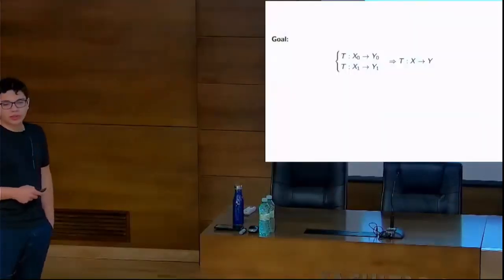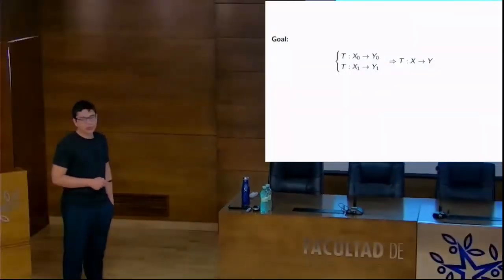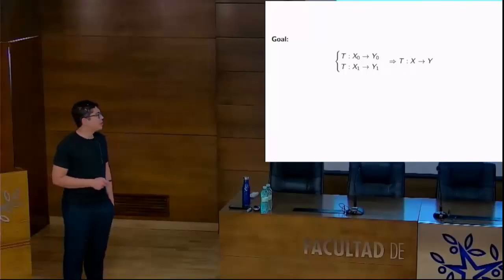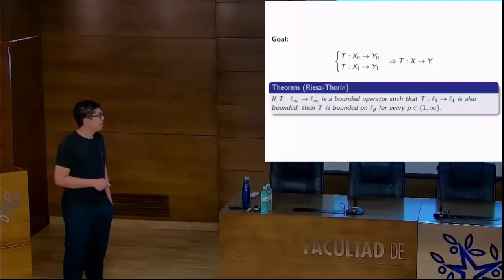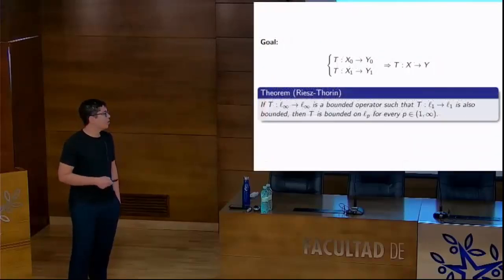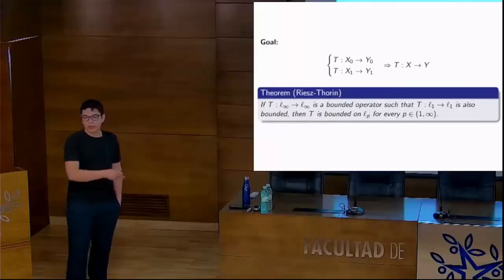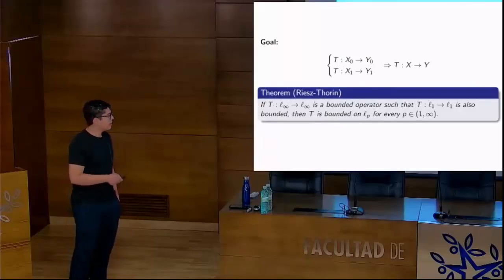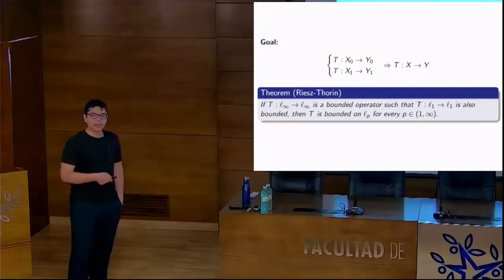So remembering, the goal of the interpolation theory is the following. You have an operator that goes from X0 to Y0, and the same operator goes from X1 to Y1. You want to find spaces X and Y so that you have this implication, okay? So continuity here and here implies continuity here. And the classical example is the Riesz-Thorin theorem, which I have put in a simple form here, but it says that if T is a bounded operator on L infinity, which is also bounded on L1, then it's bounded on every Lp space.